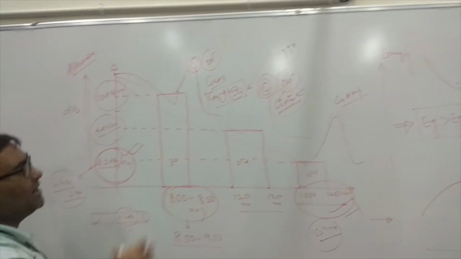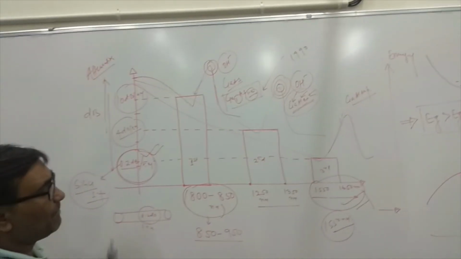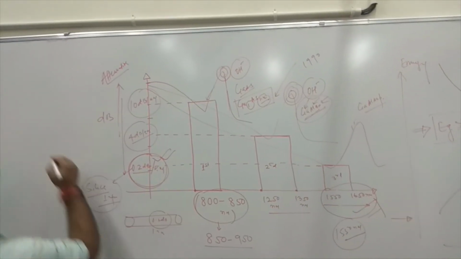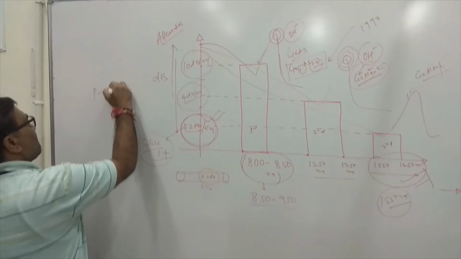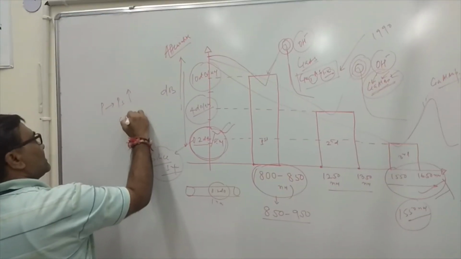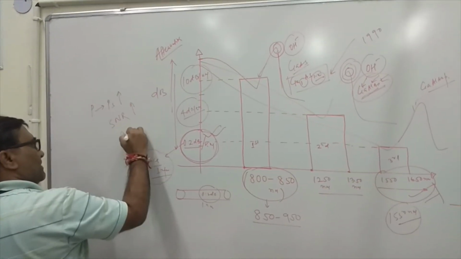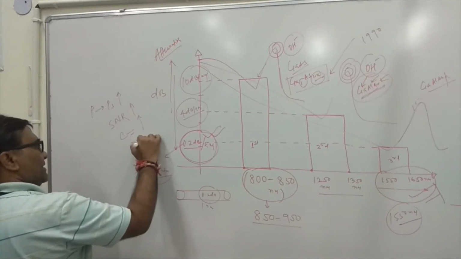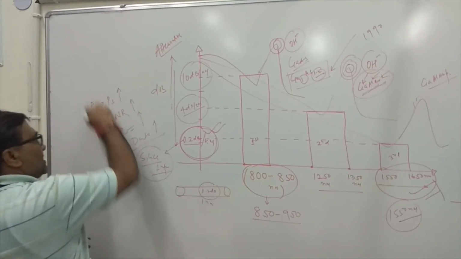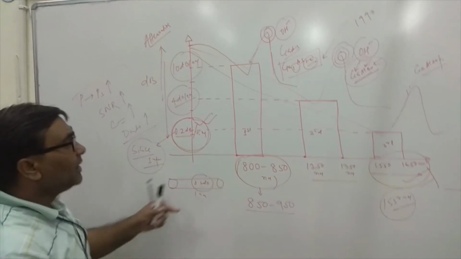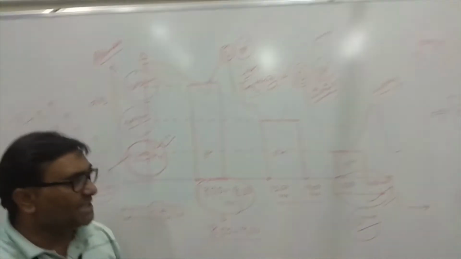If attenuation is lower, no doubt power is higher. If the power of the signal is higher, then the SNR will be higher, then capacity will be higher, then data rate support is higher, right? So this is the real requirement of any system.